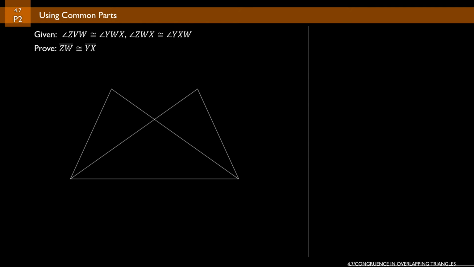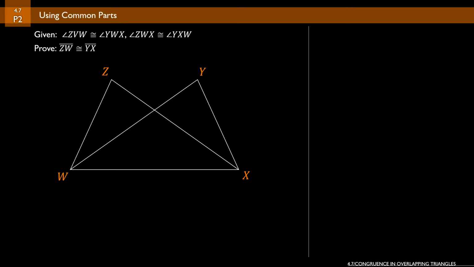Okay, for problem number 2, we're going to be looking at what the common parts are in two overlapping triangles. Here you can see that we've got triangle ZXW and triangle YWX. We're given that angle ZXW is congruent to angle YWX, and angle ZWX is congruent to angle YXW. What we want to prove is that segment ZW is congruent to segment YX.